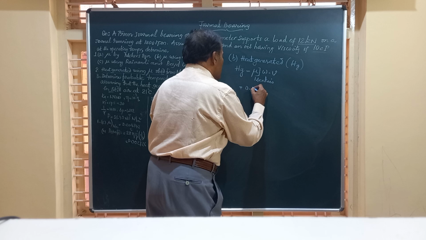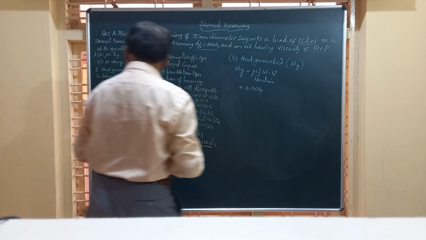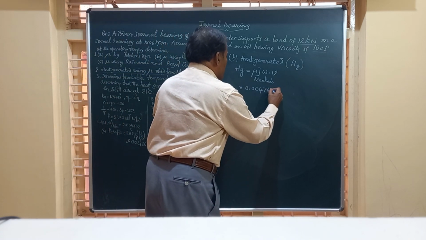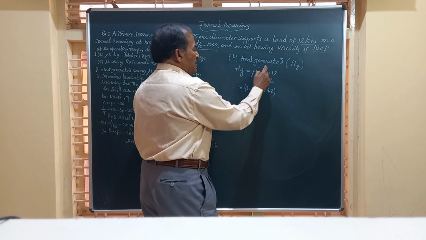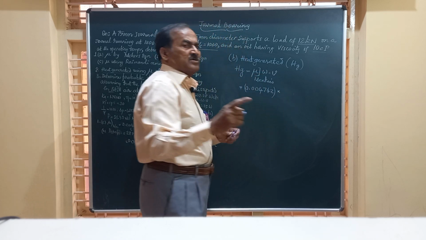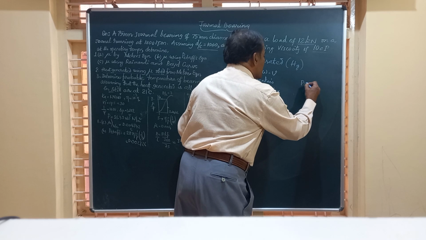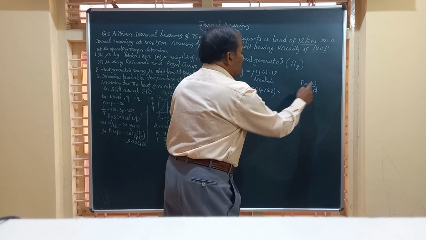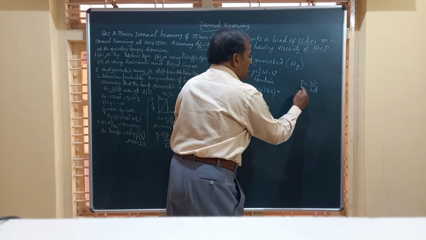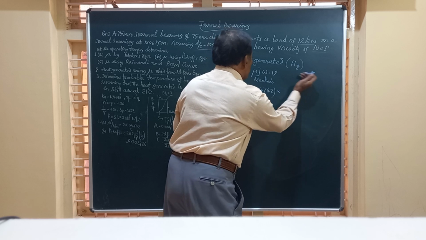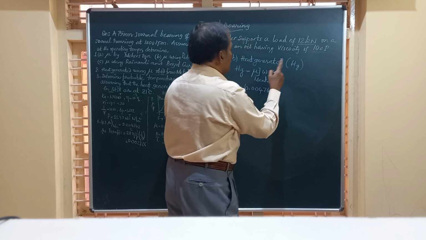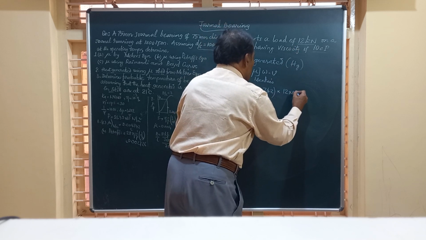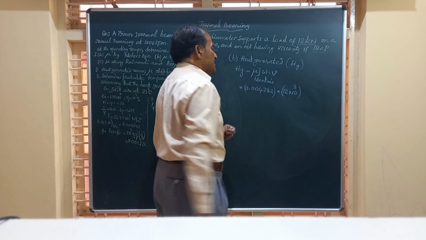What is this mu of the Mackey's? We got 0.004742 as the value of this mu. Now P is equal to W by LD, friends, and hence the value of W will be P into LD. P into LD will give you W. So that W will be equal to how much? 12 kilonewton, 12 into 10 to the power of 3 Newton.